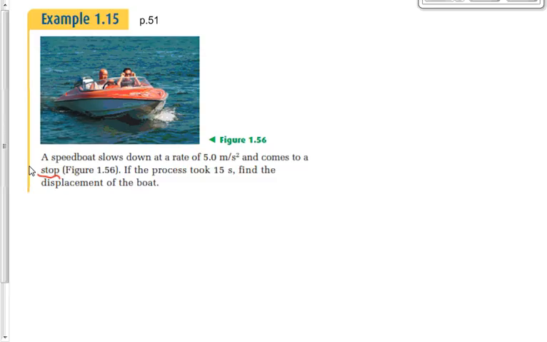It slows down. So what's important about that? It's slowing down. Good. So this tells us that vf is 0. This one tells us that this is a negative acceleration, right? We want to notice those things before we actually go to solve the problem.